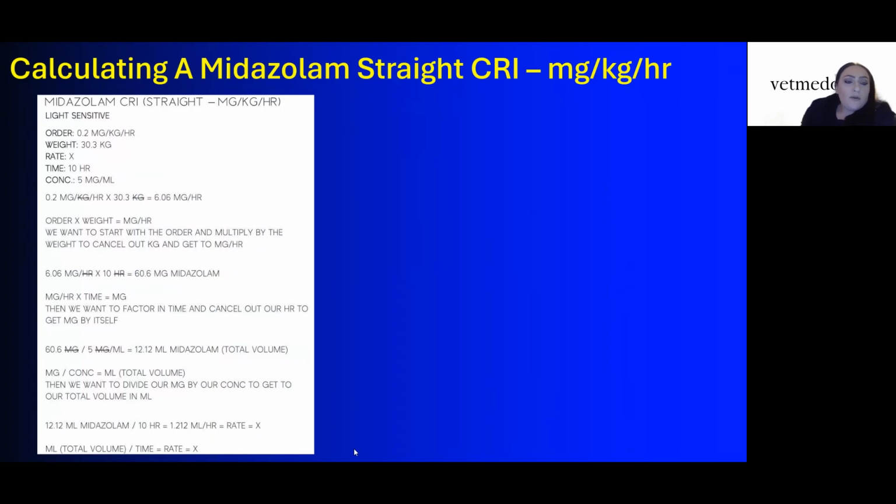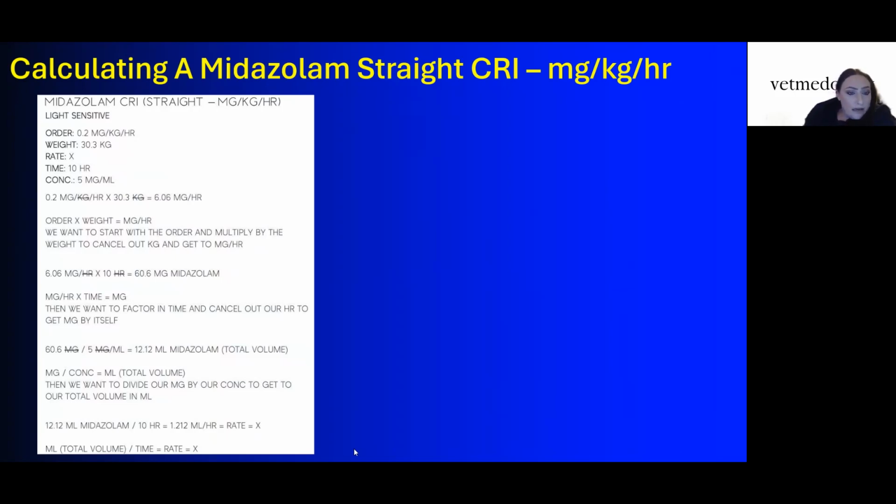So we start out with order times weight, which is going to give us milligrams per hour. So 0.2 mg per kg per hour times 30.3 kgs equals 6.06 milligrams an hour. 6.06 milligrams an hour times 10 hours equals 60.6 milligrams midazolam.